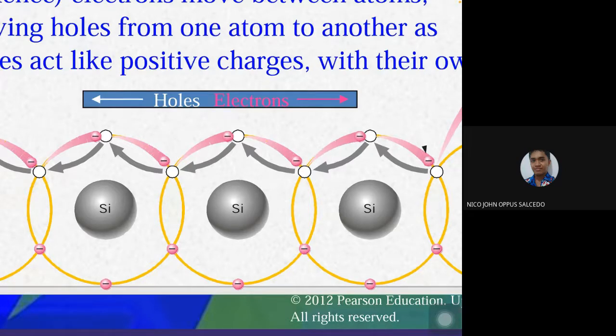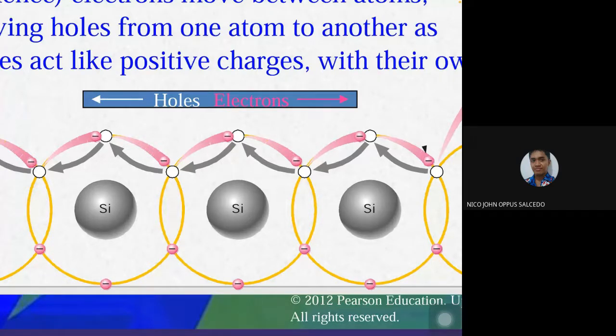If you remember from chemistry, how many electrons should be in the outermost shell for it to become stable? 8, sir. Okay, thank you, Nico. So we need 8 electrons, 8 electrons for us to have a stable bond. Yeah, bond is the proper term. 8 valence electrons in the outermost shell.